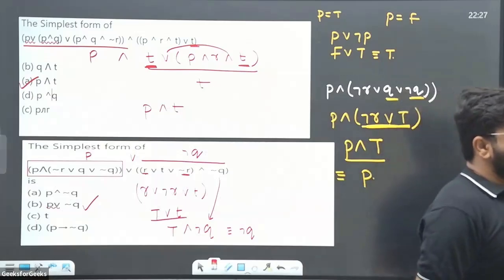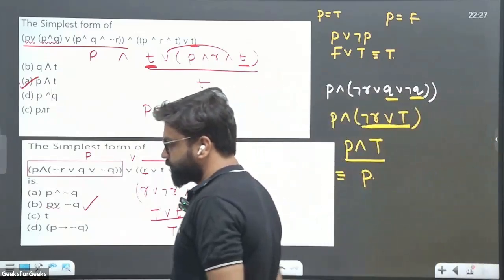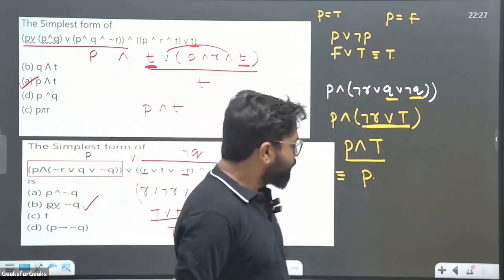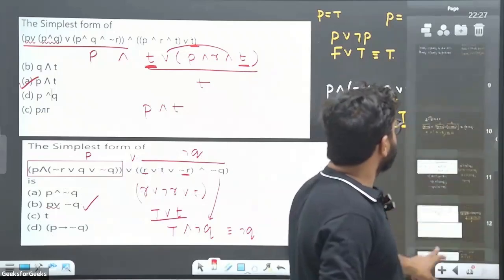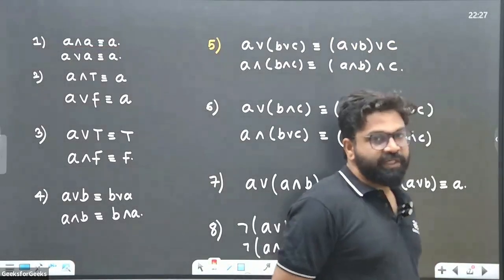Did you get the idea how to solve this? Yes, sir. And sir, the same formula will also be valid in Boolean algebra. The same formula will also be valid in set theory.